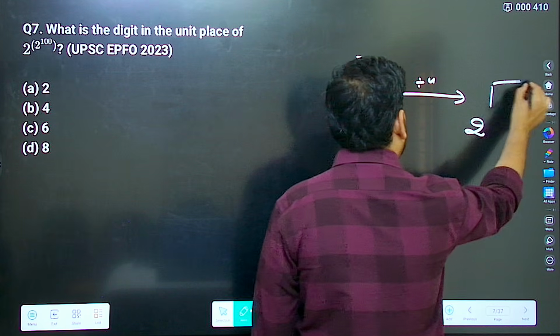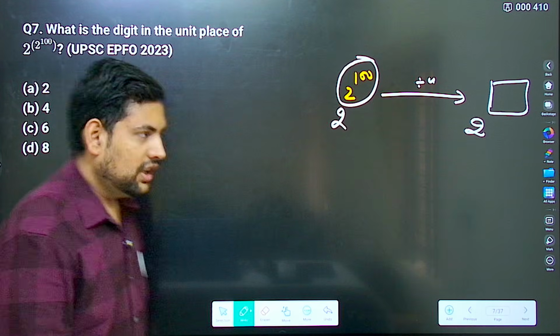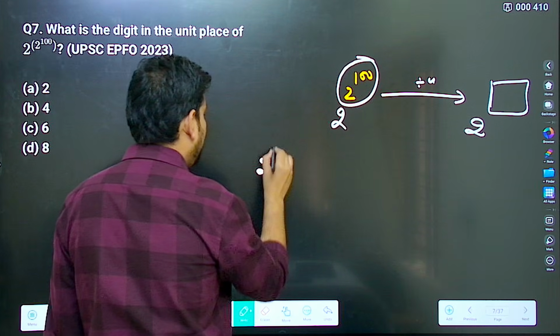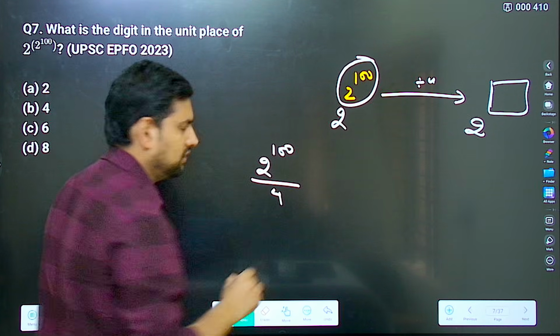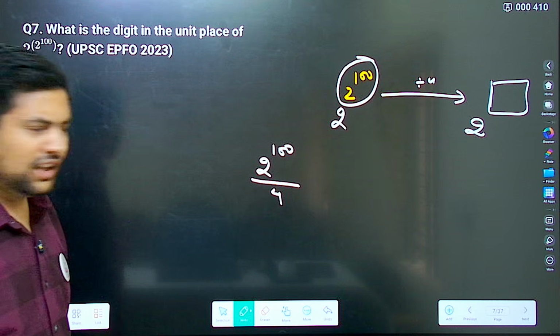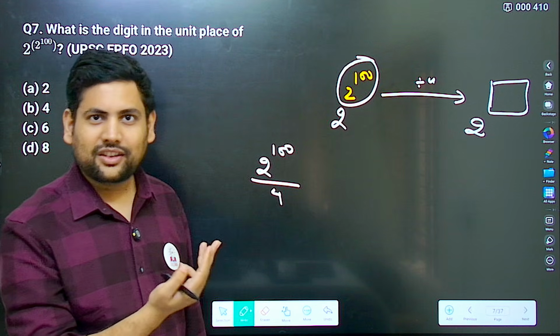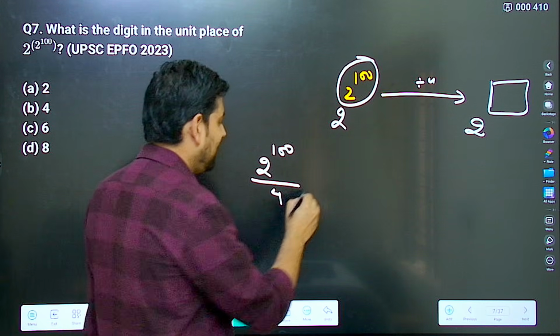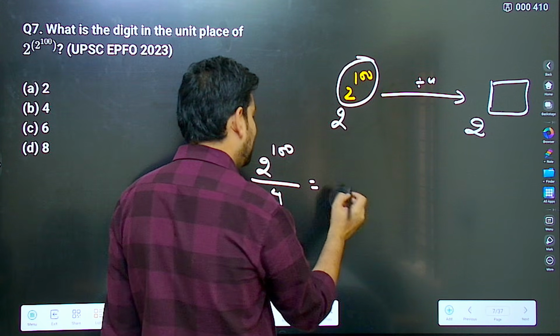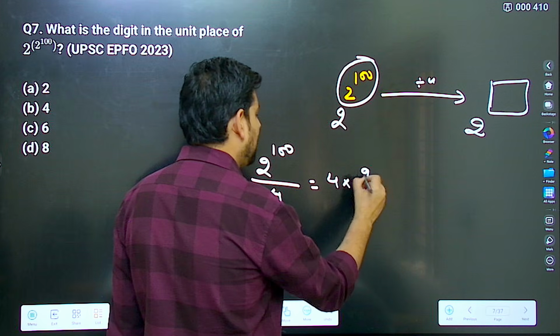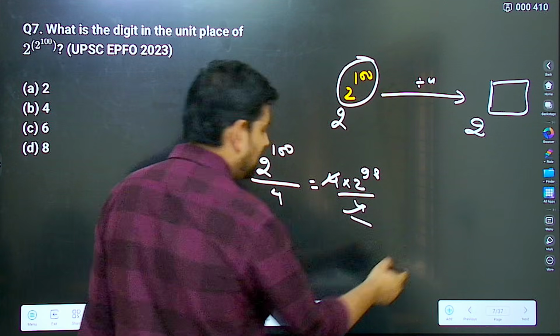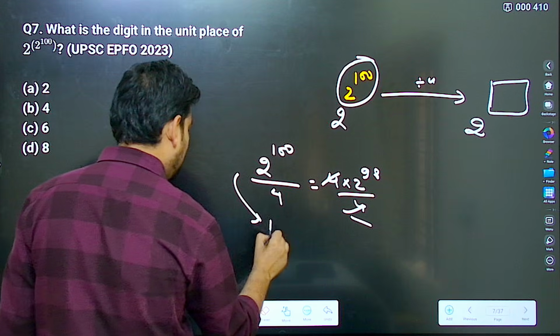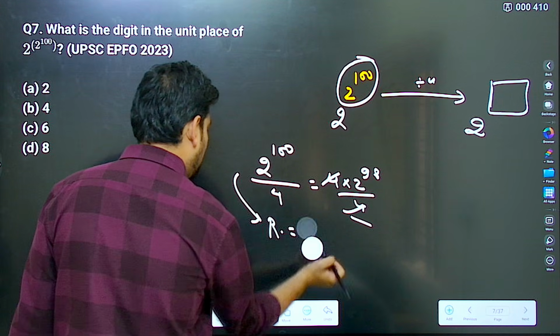So 2 power, what should be here? This you tell. Now for this, what do I do? I divide 2 power 100 by 4. How many times will this be divided? 2 power 100 means what? I can write this simply as 2 square, or 4 into 2 power 98. Now 4 and 4 of course cancel out. So what is the remainder here? Here the remainder will be 0.